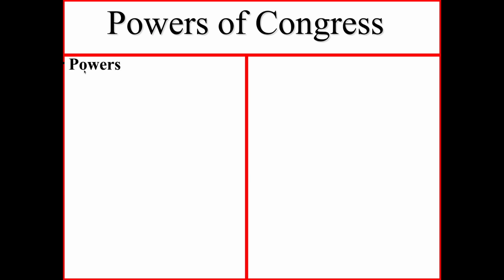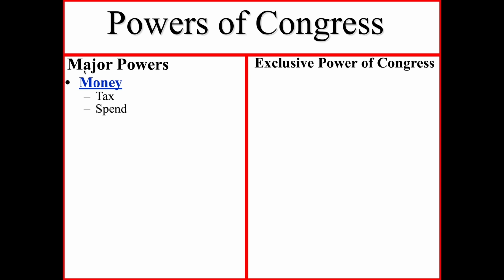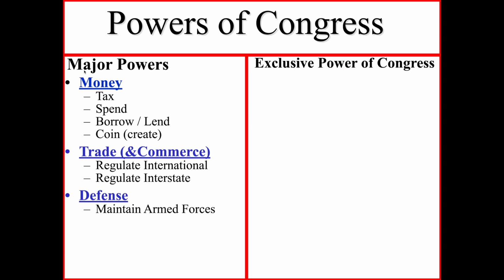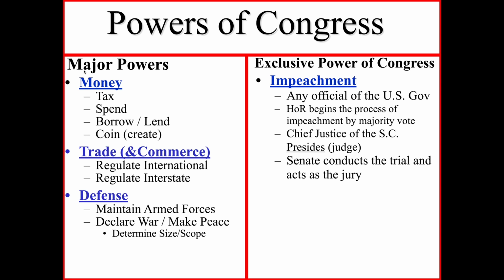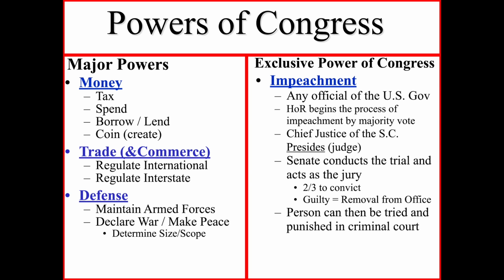So what are their powers? And what we're really going to focus on here are their major powers. One of the easy ways to think of this is that Congress controls the purse strings of our country. They really have control over the way we tax, the way we spend, the way we create money, and the way that we borrow money. And that's huge.